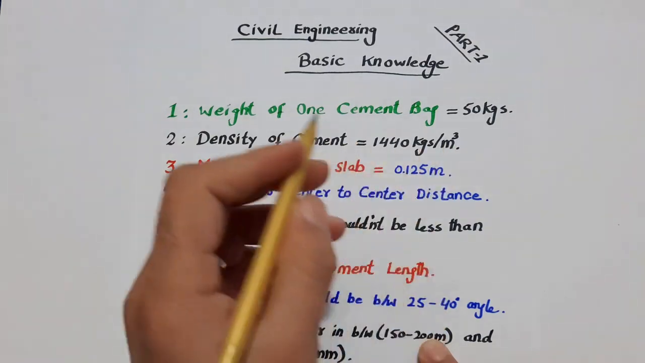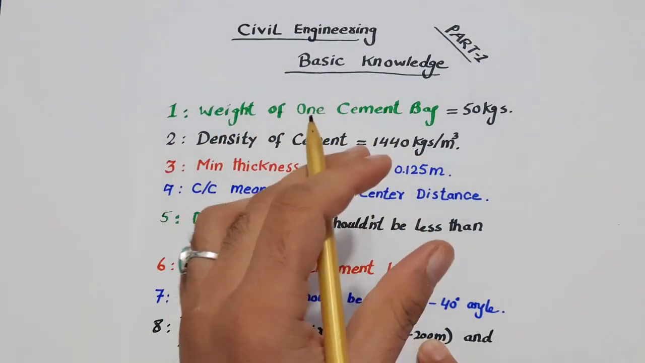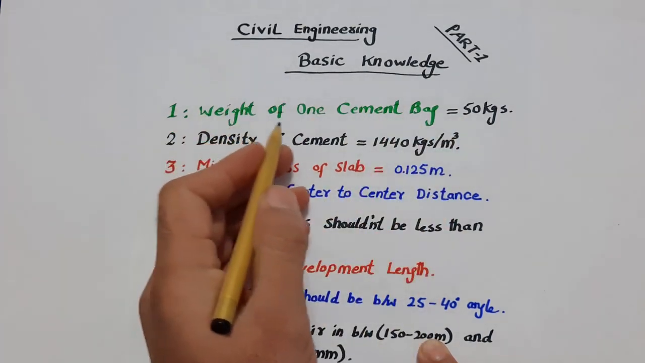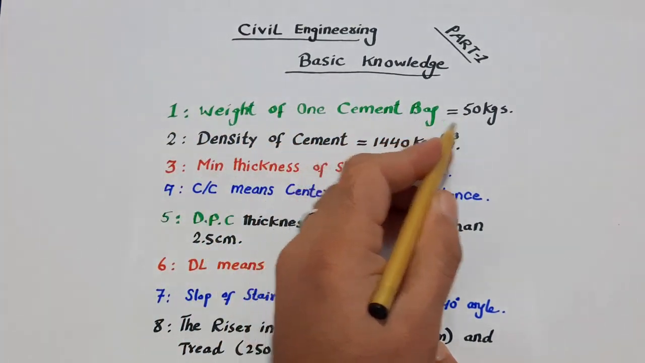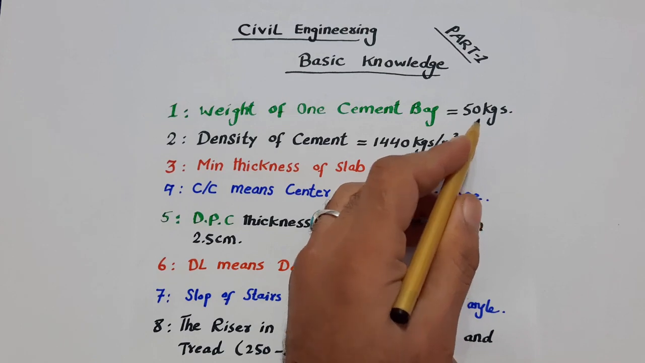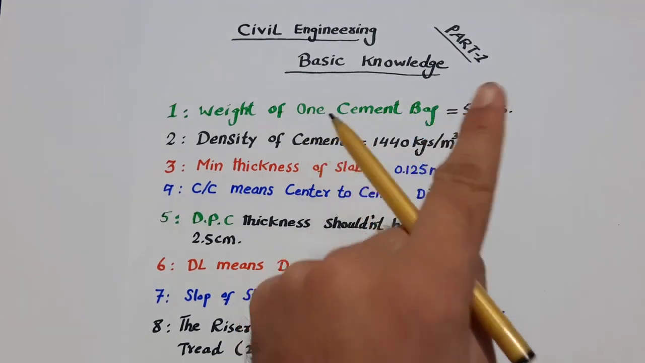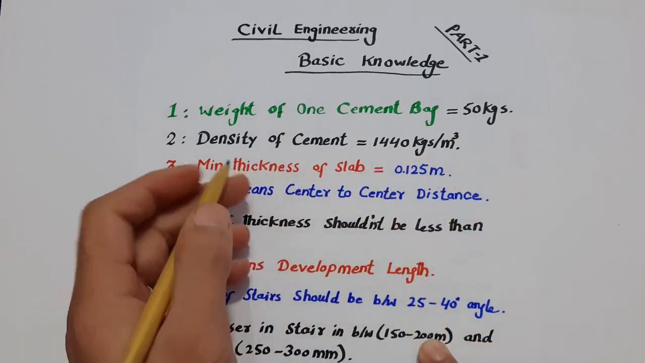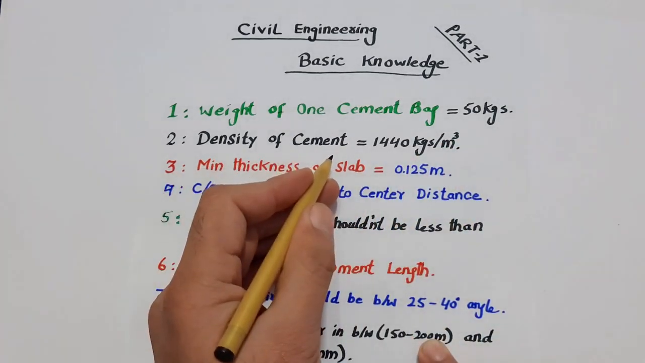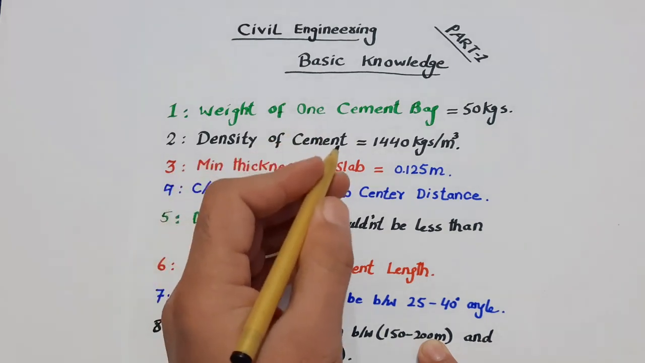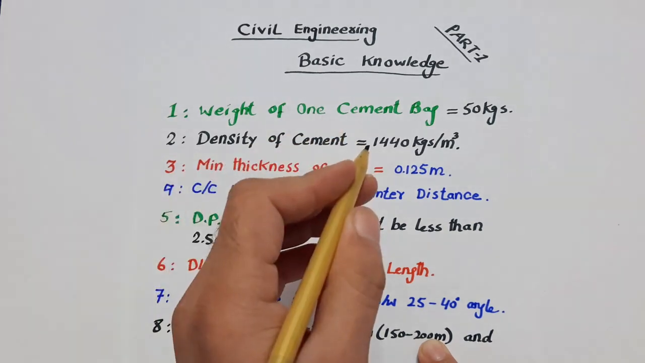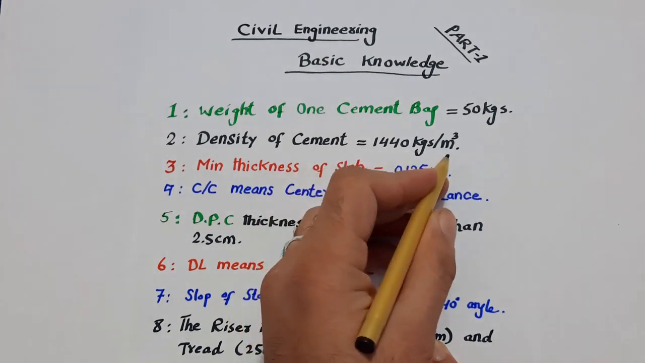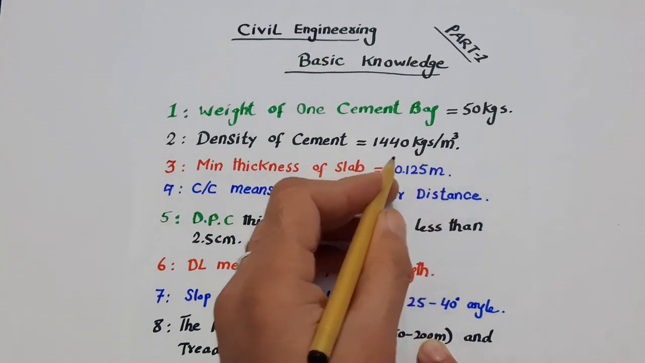Guys, the first one is you should know the weight of one bag of cement. The weight of one cement bag is 50 kgs. The second one is the density of cement. The density of cement in cubic meter is 1440 kgs per meter cube.